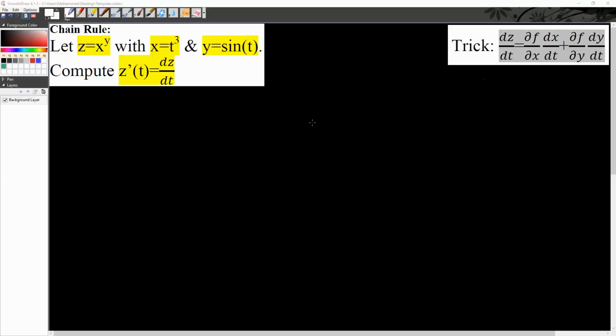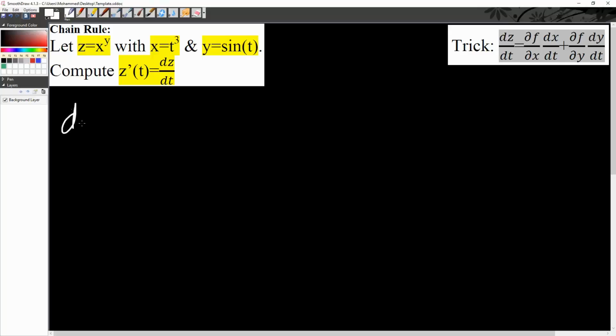Okay, in this problem, we want to compute the derivative of z, where we have x is equal to t cubed and y is equal to sine t. And for this type of question, we can actually use a trick. And this is a trick that we will use.